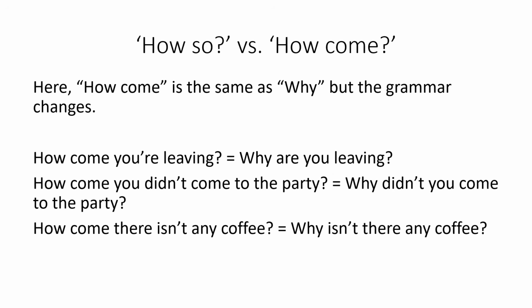Here are some examples in context to help you begin to differentiate between how so and how come. It's all about context. Here, how come is the same as why, but the grammar would change. I'll show you. How come you're leaving equals why are you leaving? How come you didn't come to the party equals why didn't you come to the party? How come there isn't any coffee equals why isn't there any coffee?